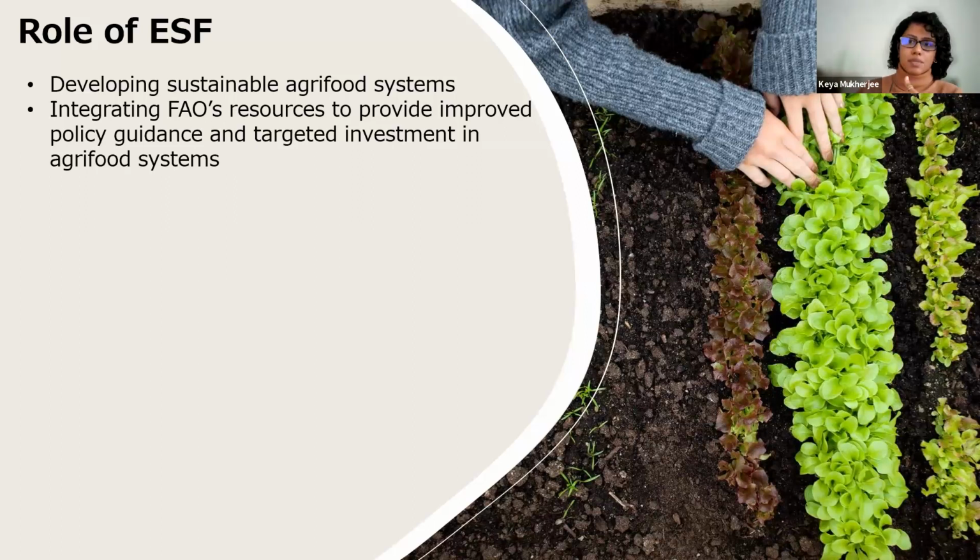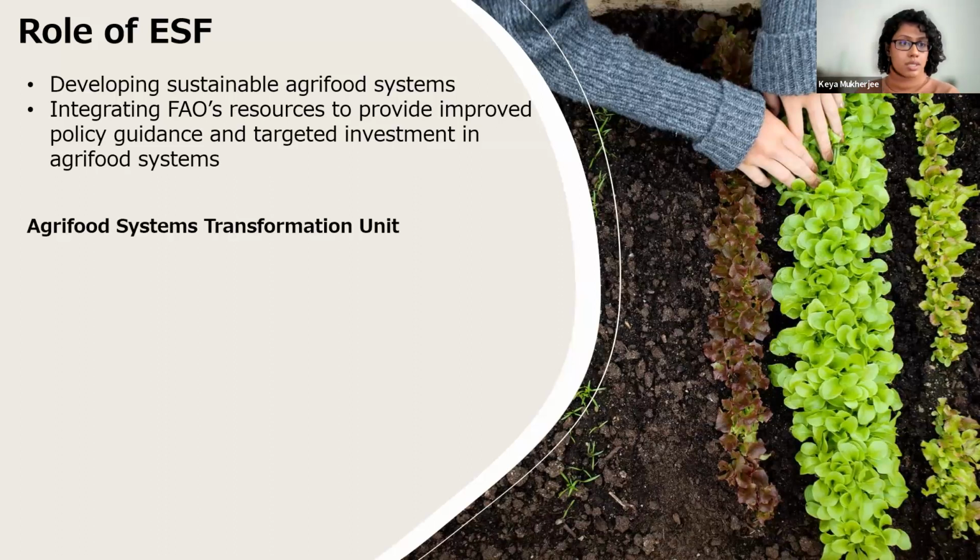So there are multiple areas that we are working in. The division essentially integrates and extends agri-food system support across the organization. The division consists of two units, the Agri-Food Systems Transformation Unit and the Food Safety Unit. I belong to the Food Safety Unit.